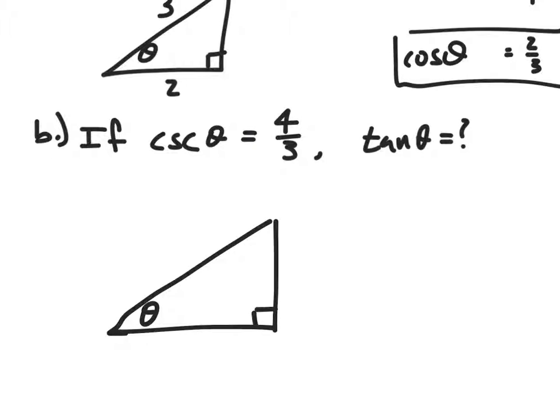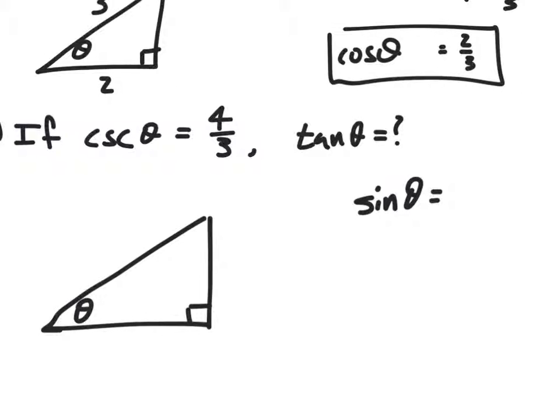Here's my right angle. And cosecant of theta is equal to 4/3. Now if I wanted to find sine of theta, that would simply be the reciprocal of cosecant. So sine of theta would just be 3/4. And if I use the sine function, then I'm doing opposite divided by hypotenuse. So I'm going to label this triangle with 3 divided by 4.